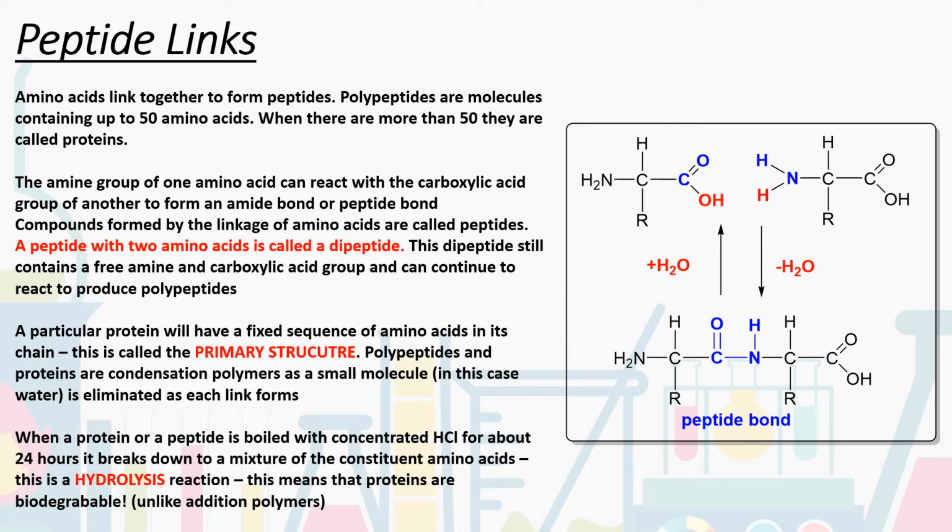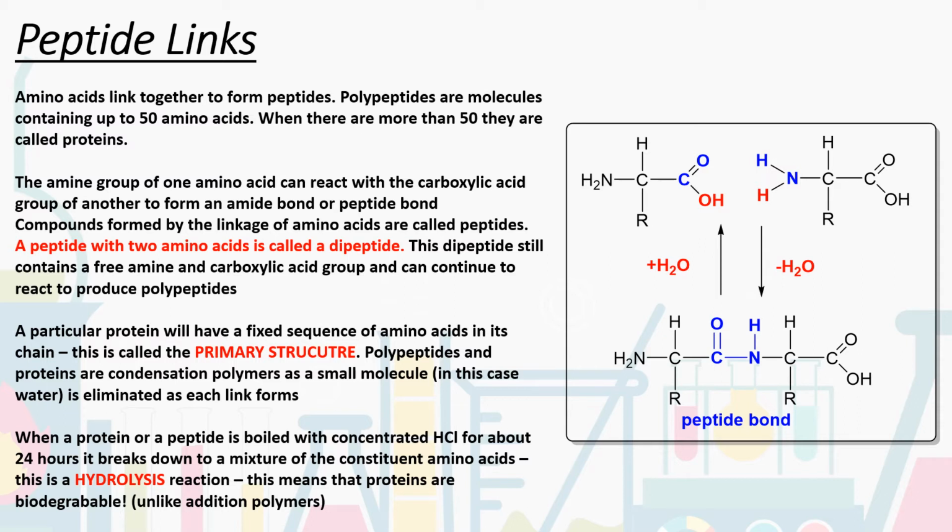Now, importantly, if we've made this dipeptide from our 2 amino acids, remember that there's 2 functional groups on every amino acid. So while we've used up the carboxylic acid end of one and the amine group of the other, once we've made this peptide, there's still a free amine end and a free carboxylic acid end. And so this can continue to react to produce polypeptides. Now, a particular protein will have a fixed structure of amino acids in its chain. This is what we call the primary structure. It's simply the sequence of amino acids that make it up.